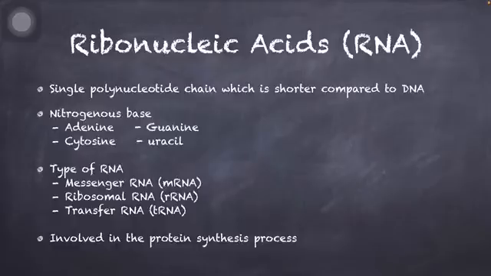And there are a few types of RNA, which are messenger RNA, mRNA, ribosomal RNA, rRNA, and the last one is transfer RNA, tRNA. And RNA is involved in the protein synthesis process.